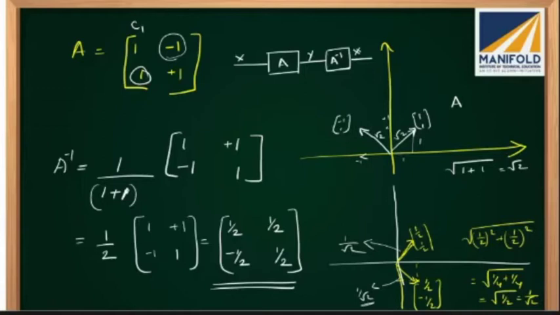Now, is this always possible? No. Sometimes it will not be possible. For example, I'll give an example of a system which will not have an inverse. See, until this point, is it clear to all of you?